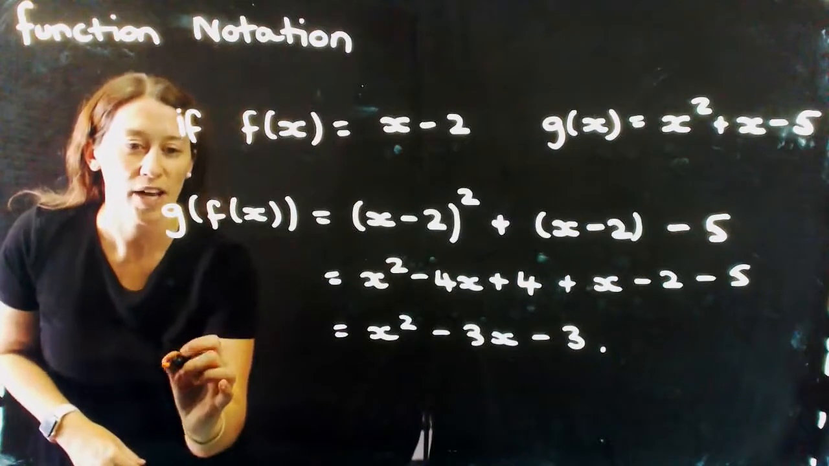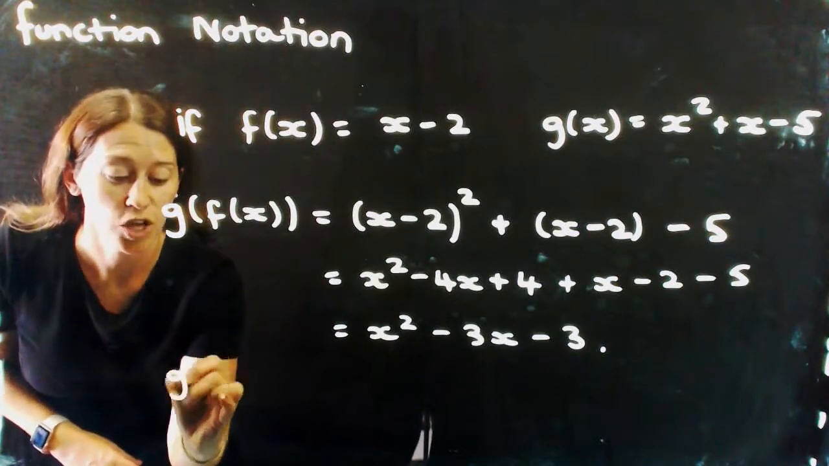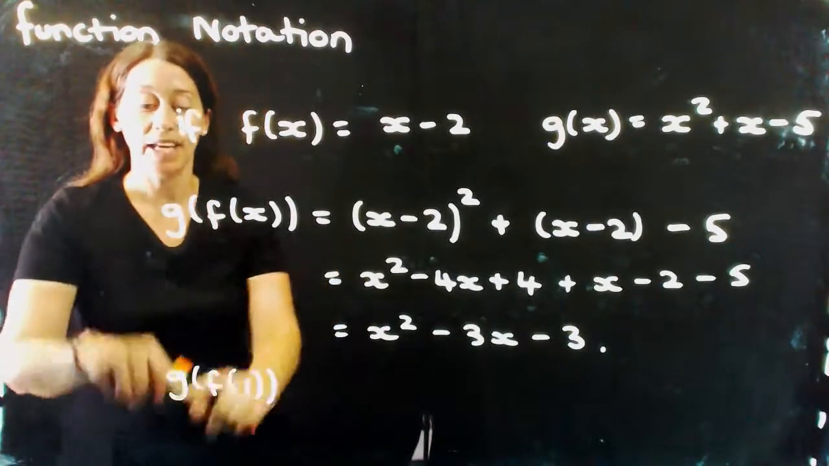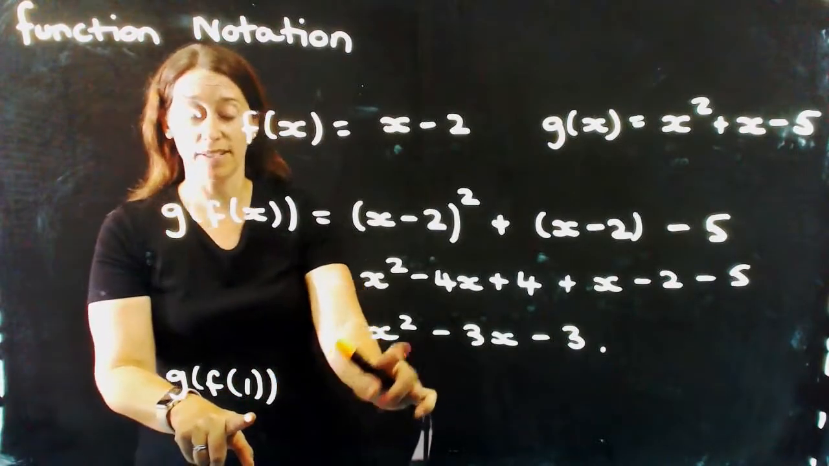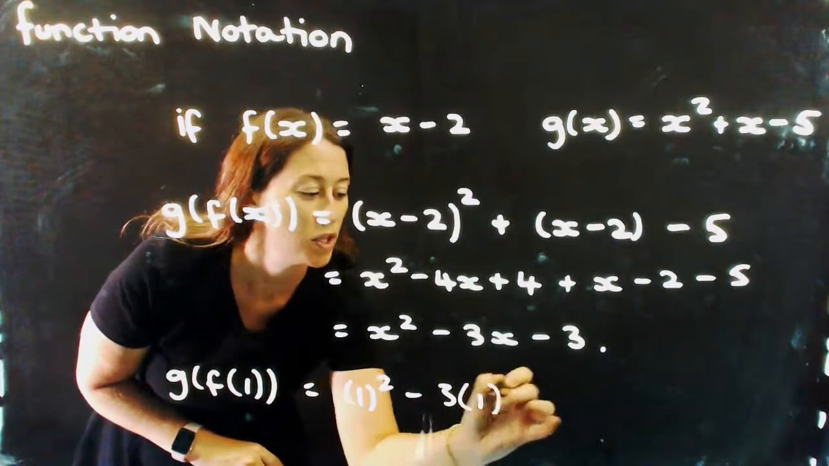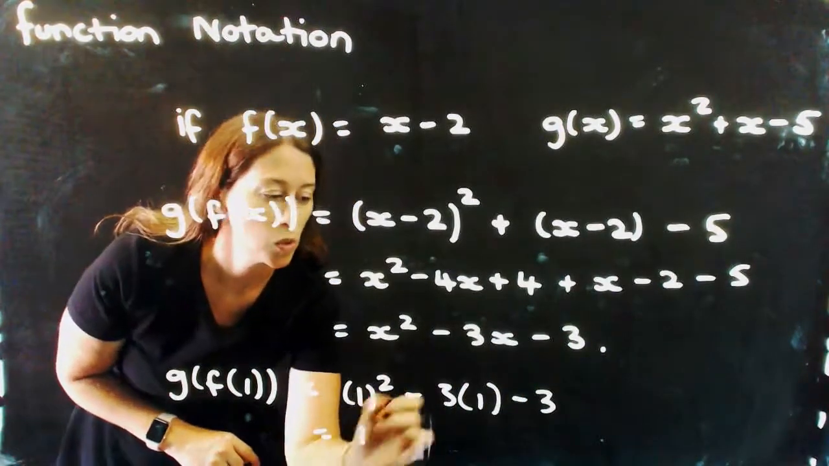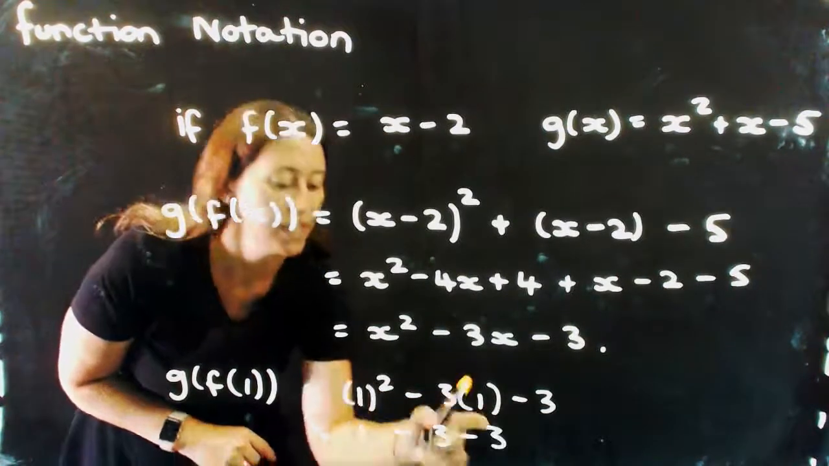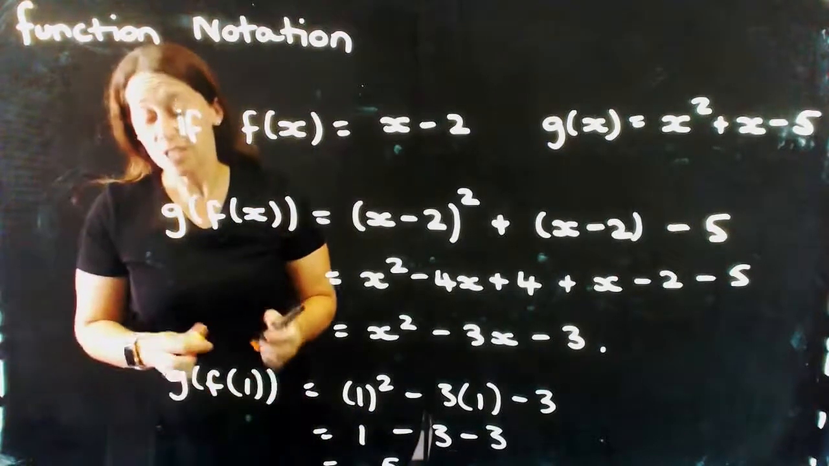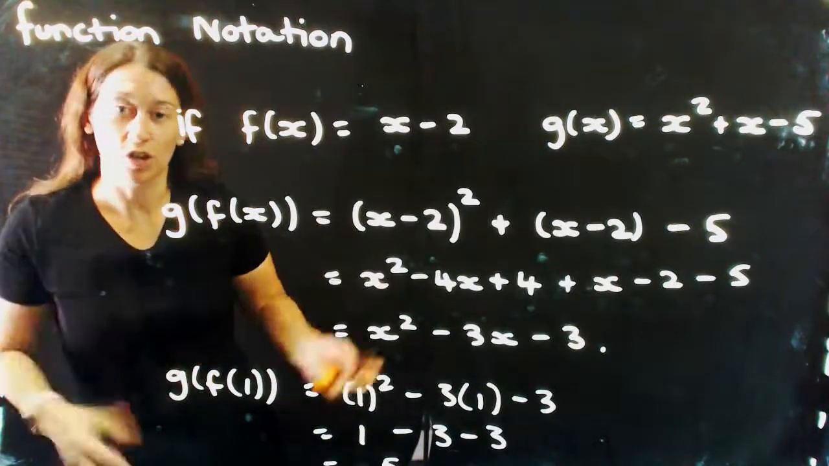Now let's suppose we had to find g of f of x of 1. So we just use our result from here, and we're substituting 1 wherever we see the x. So I've got 1 squared minus 3 times 1 minus 3. 1 squared is 1, minus the 3 gives me minus 5. And that's everything you need to know about complicated composition of functions.